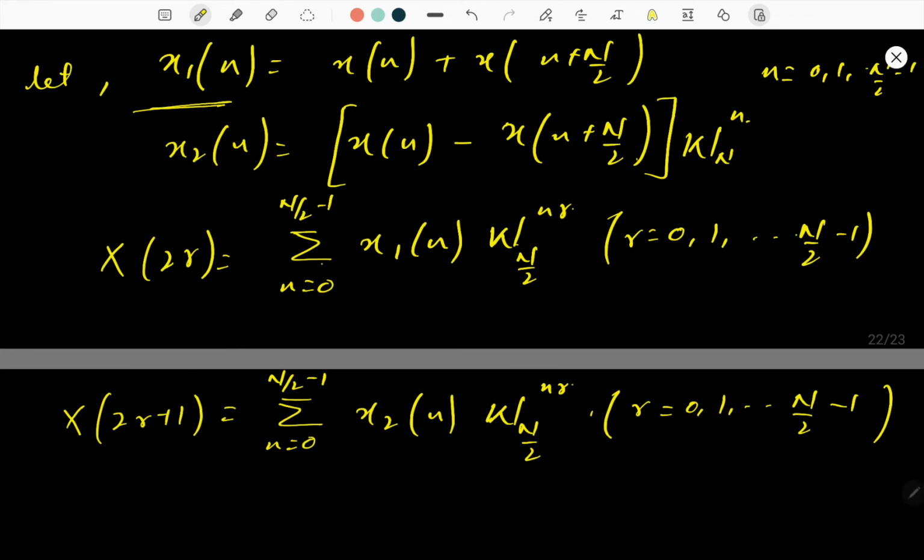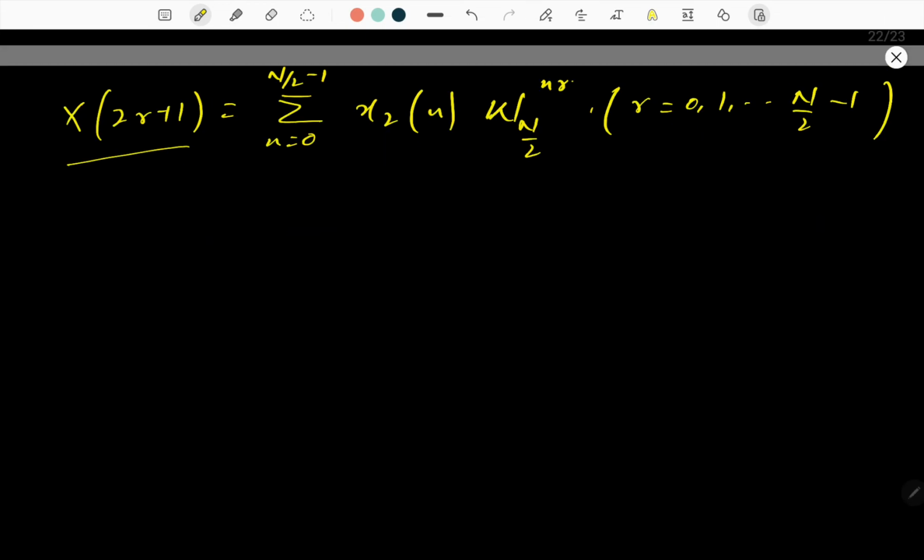This is how the sequence is divided into the even and odd parts, which we simply divided into two parts, meaning the decimation in frequency. This is the even part and this is the odd part of that particular sequence.